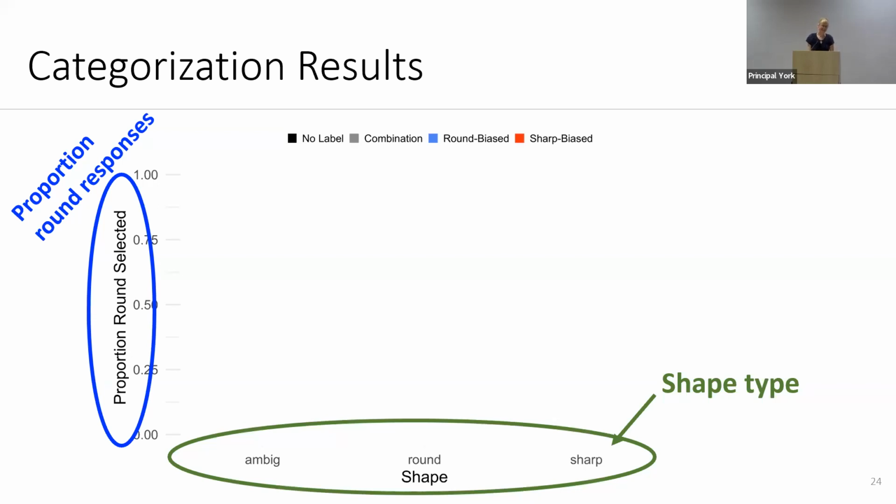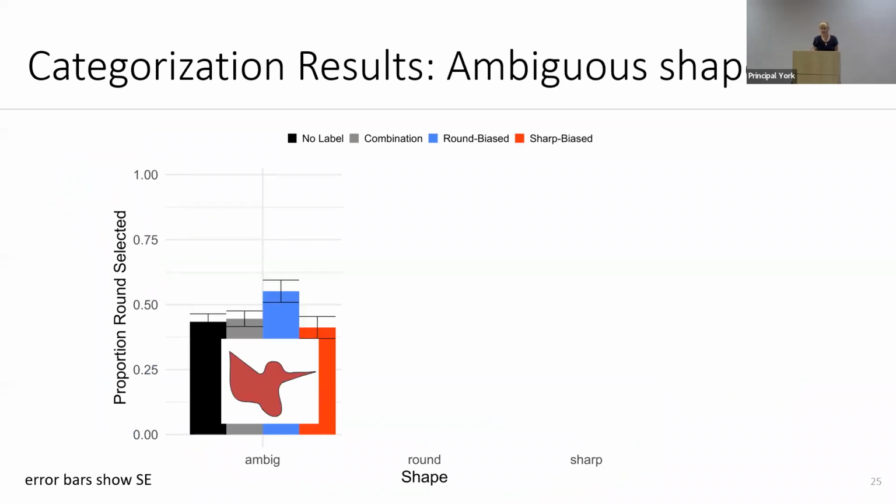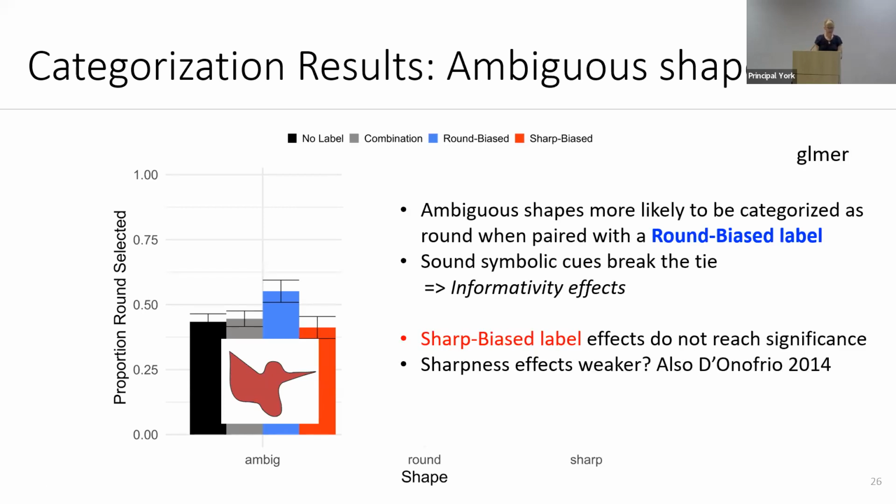So what are our results? Let's look at the categorization data first before we turn to the reaction time. Here, we're always going to be plotting the proportion of round responses. We have the shapes going across the bottom on the x-axis, and the different labels will be the colored bars, as you can see. If we look at people's categorization of the ambiguous shapes, the thing to note here is that blue bar sticking up above the other ones. This is for the round bias labels. So if you have an ambiguous shape, you get more round categorizations when it's paired with a round bias label.